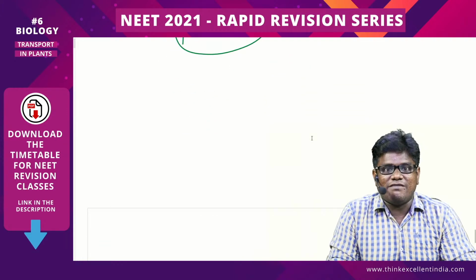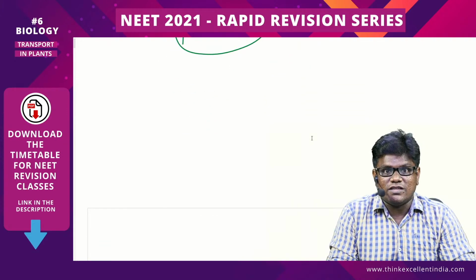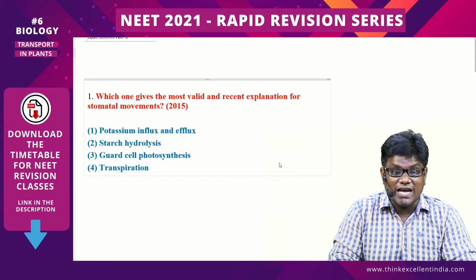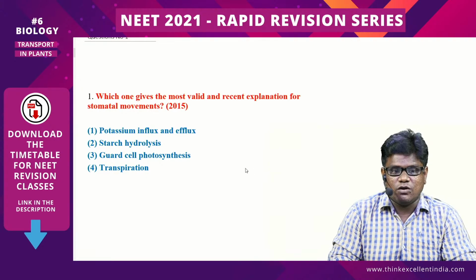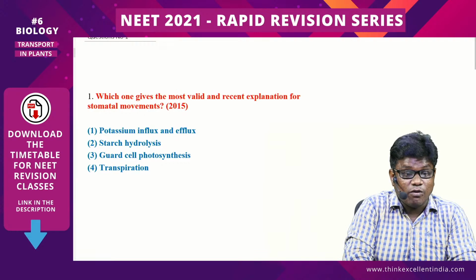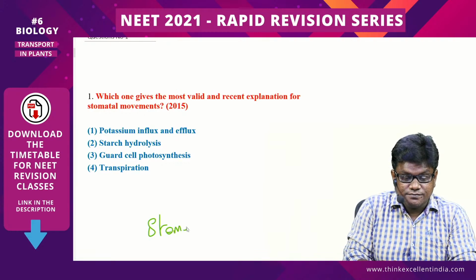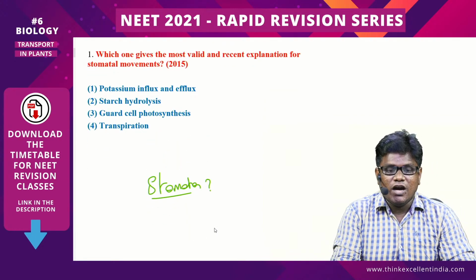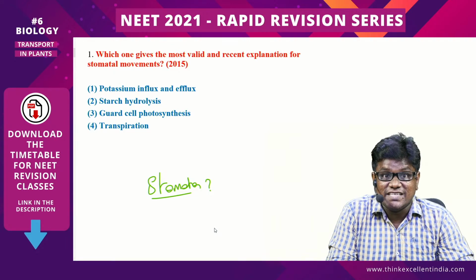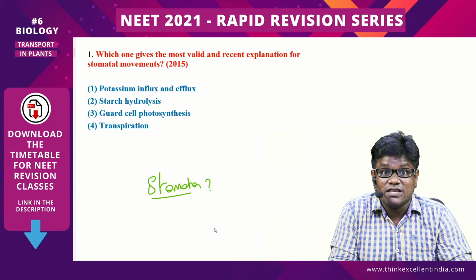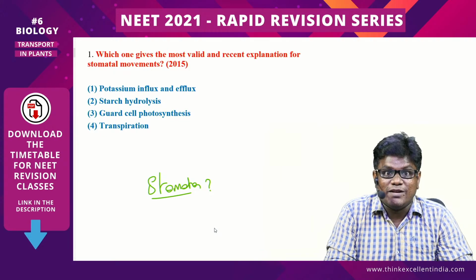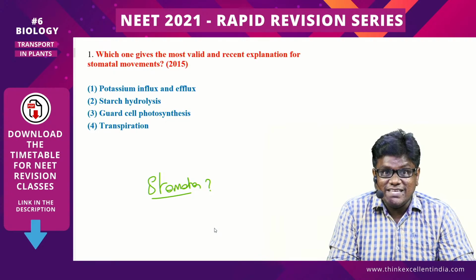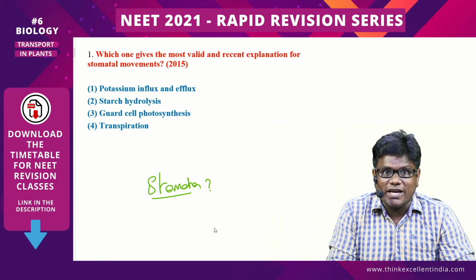So today, students, we are having 10 questions. We are going to solve the 10 questions. From that, we are going to see the first question: which one gives the most valid and reasoned explanation for stomatal movements. Stomatal movement is very important, because the stomatal movement gives the opening and closing of the leaf surface area where gaseous exchange takes place, with intake of CO2 and liberation of O2, as well as the unwanted content, the excessive amount of water, released by the stomatal opening and closing process.